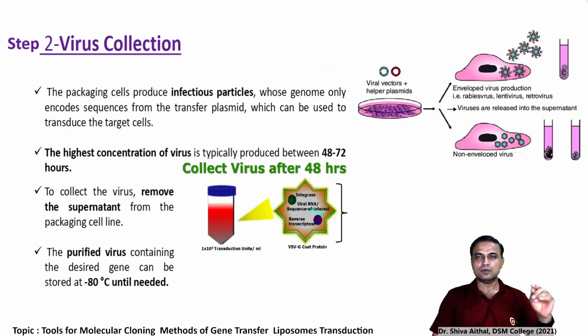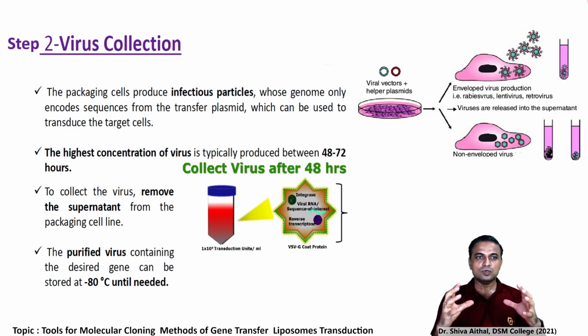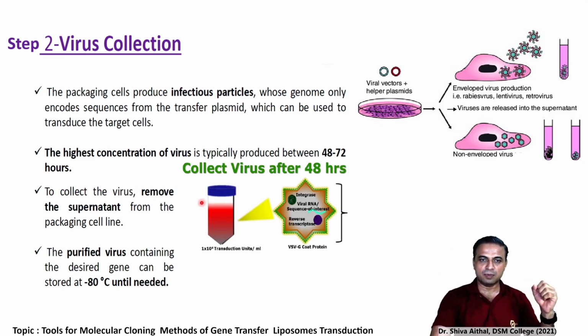In the second step, you have to actually collect the virus. The first is you pack your gene of interest into a virus, allow the virus to multiply in certain cell lines, and then you have to collect the viruses. The packaging cells produce a viral load, or a lot of viruses whose genome you are interested in. The concentration of the virus is collected by centrifuging. As you can see, enveloped viruses and non-enveloped viruses are produced. The viruses are released in the supernatant, and the lysate, that is the bottom, the pellets, are removed.